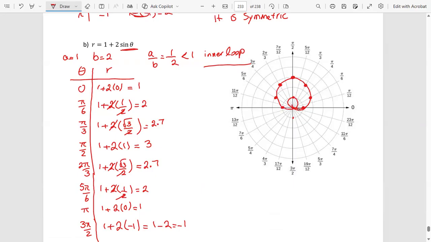we have a limacon along the y-axis because we have sine, and there is an inner loop as well. If you want more points to give you an idea about the inner loop, you can replace pi over 4, 3 pi over 4, or any other theta from the polar coordinates. All of these angles, you are free to replace them for theta.